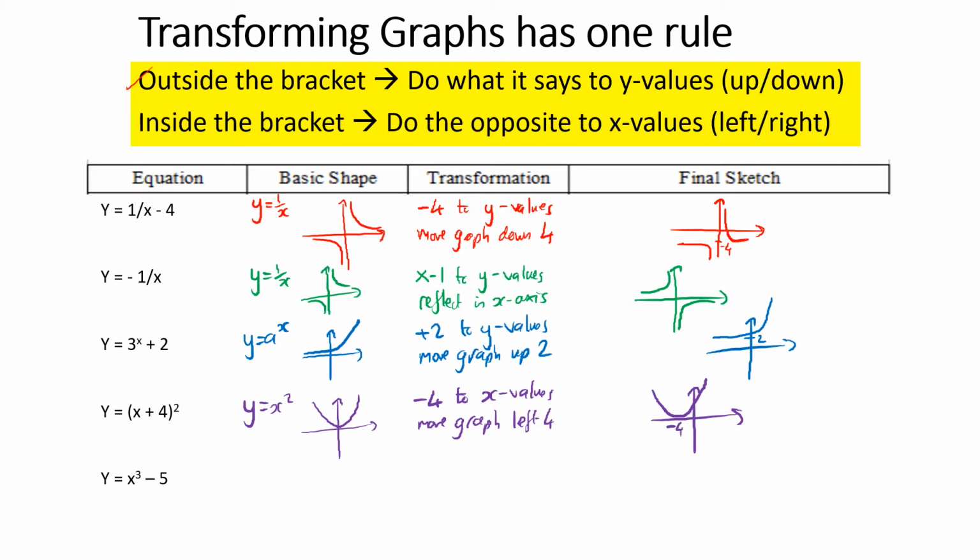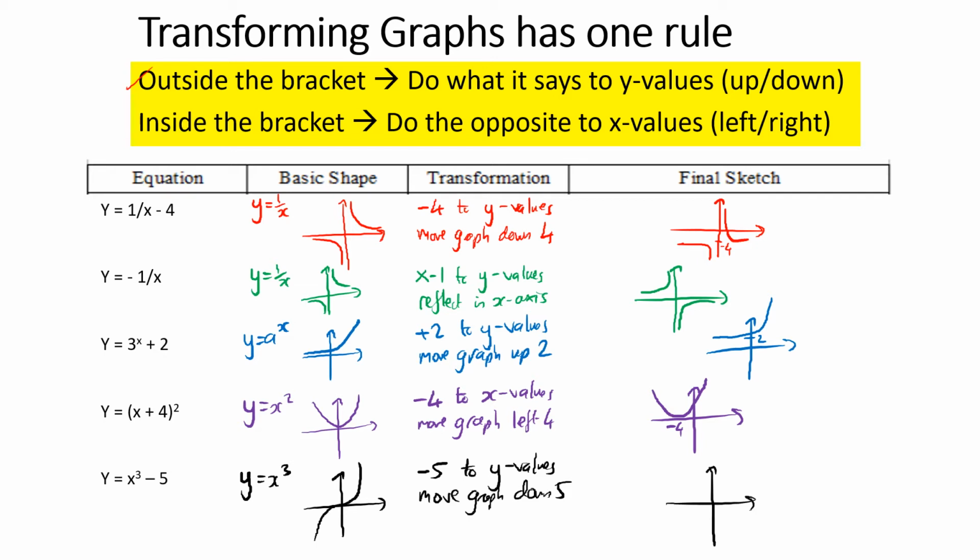Okay, one last one. What's the basic shape? This is an x cubed. That looks like that. Inside or outside the brackets? It's outside. So we're going to minus 5 to the y values. What's that going to do? That's going to move the graph down by 5. So what would our final thing look like? Like a cubic that goes through there at minus 5.